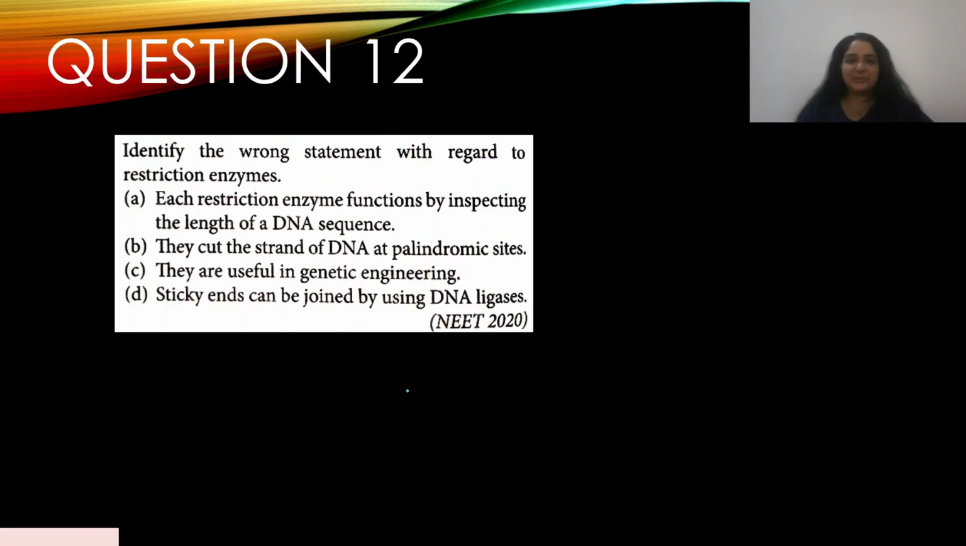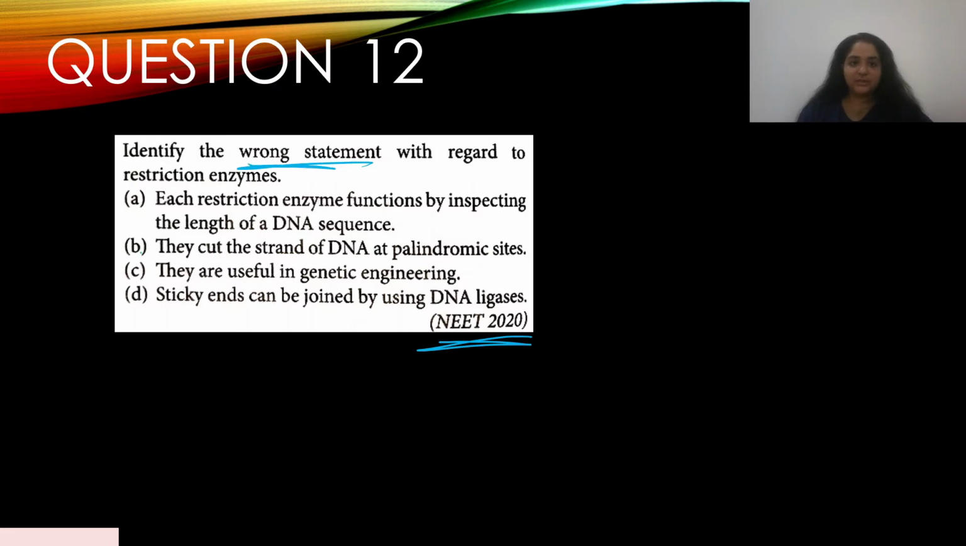All right, so question number 12. Identify the wrong statement with regard to restriction enzymes. This appeared in the year NEET 2020. A. Each restriction enzyme functions by inspecting the length of a DNA sequence. B. They cut the strand of DNA at palindromic sites. C. They are useful in genetic engineering. D. Sticky ends can be joined by using DNA ligases. Okay, so identify the wrong statement.